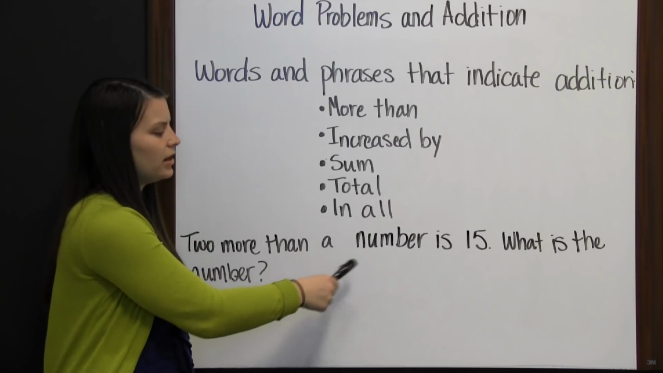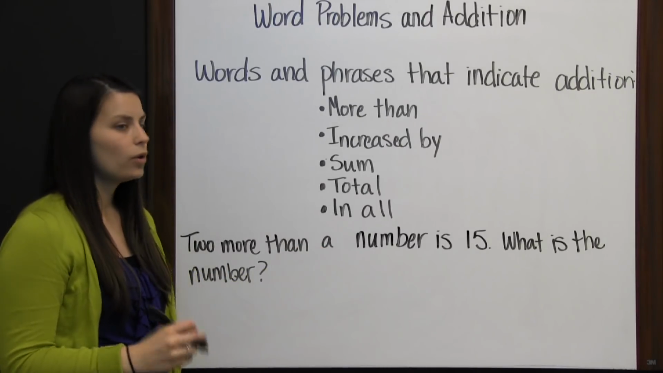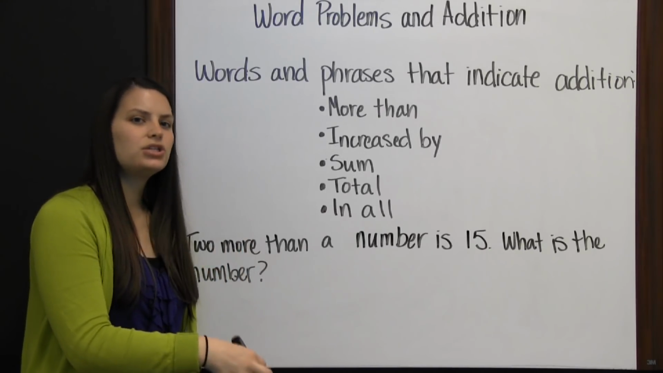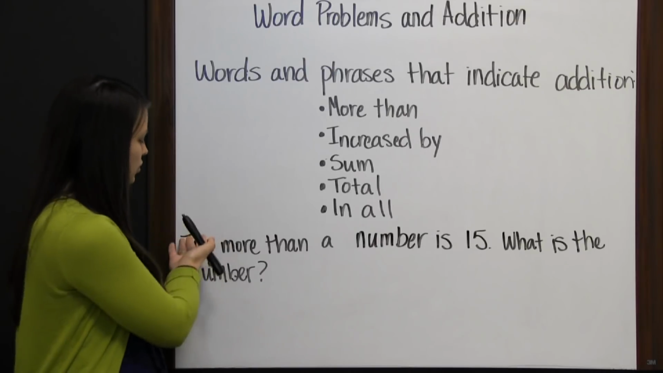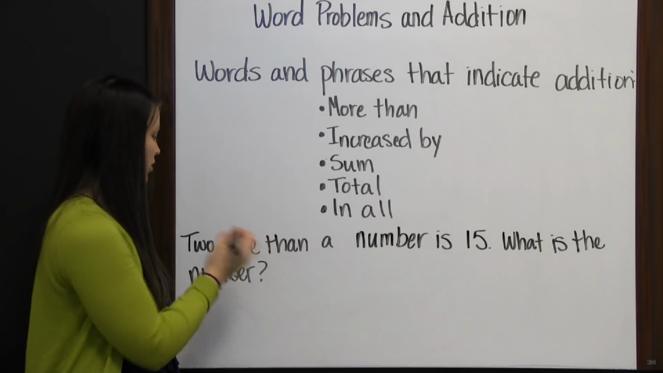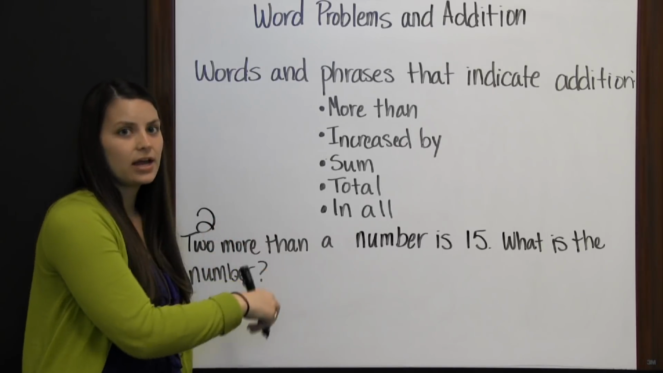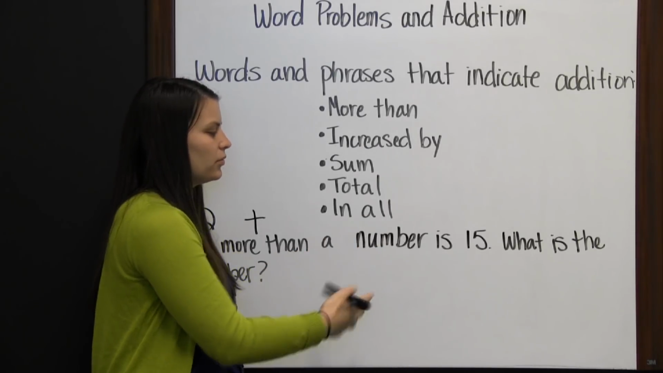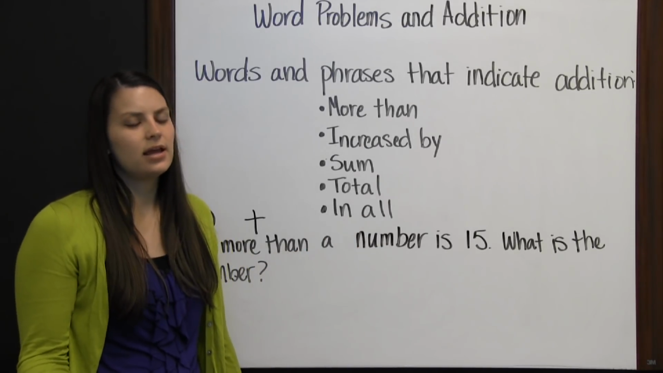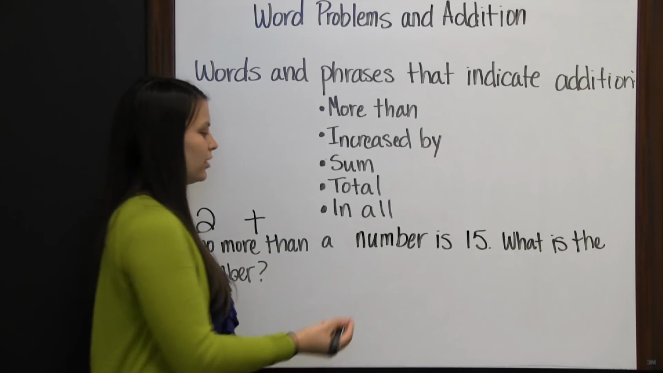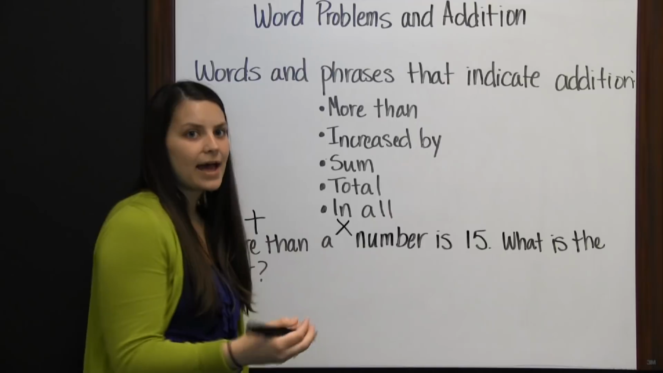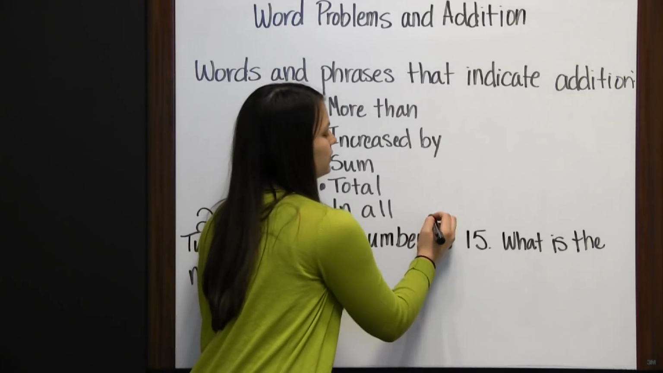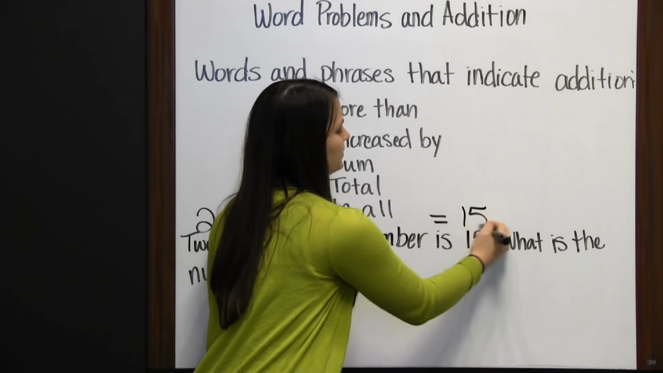2 more than a number is 15. What is the number? The first thing I'm going to do is translate these words into a mathematical sentence. So 2, I'm going to write the number 2. More than, I know, tells me to add. When it says a number, well, that's something I don't know. What number is it? And so if it's something I don't know, then I can put a variable there, like an X or a Y, or really anything you want to use. Is in math means equals, and then equals 15.